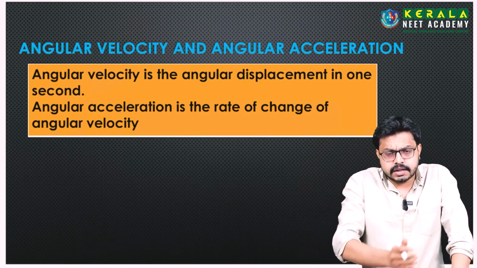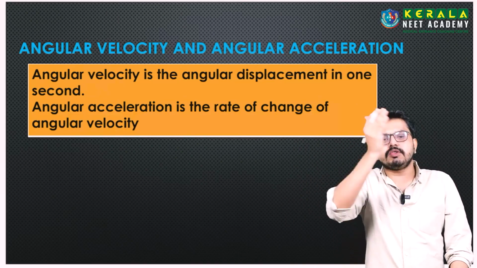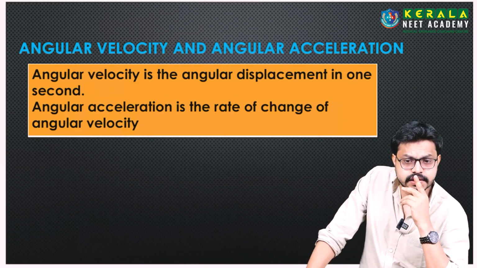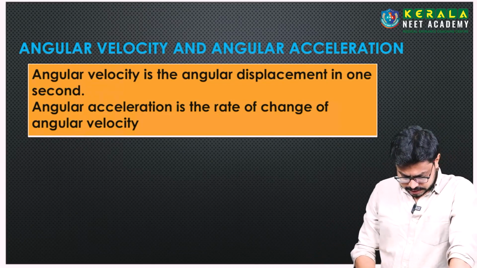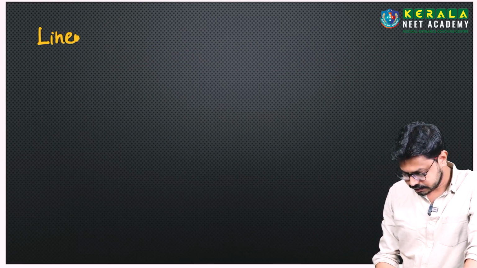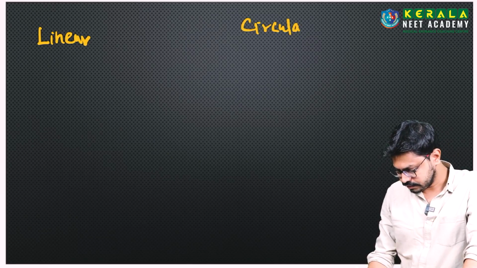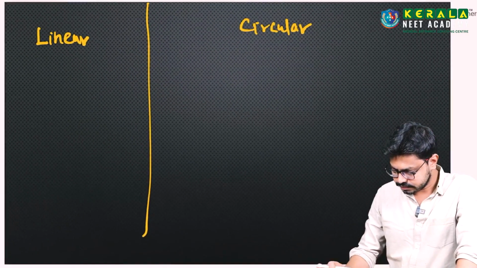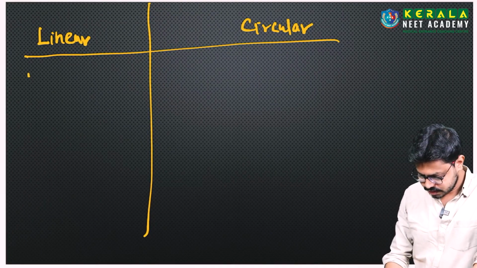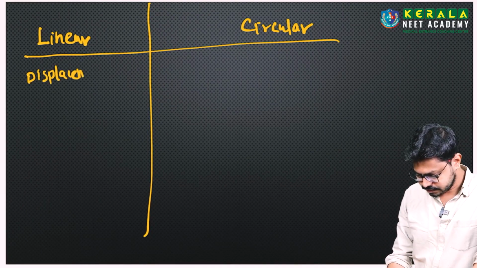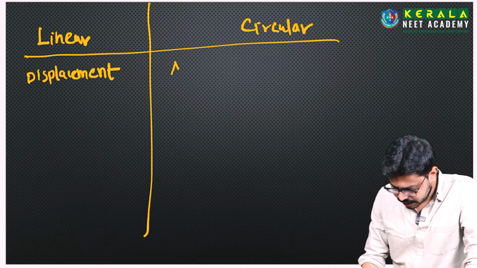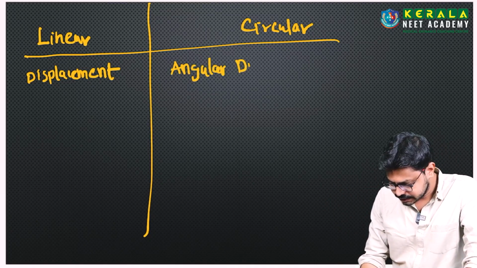The body is moving under circular motion, right? So circular motion is not a linear concept. For circular motion, we have to discuss circular terms also. In linear motion we already have some terms like displacement. In circular motion, what do we take? We take angular displacement, theta.